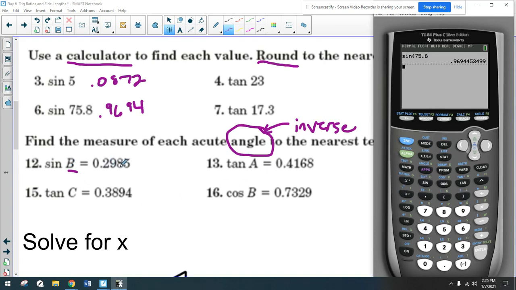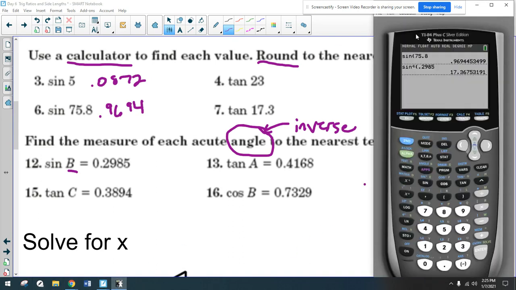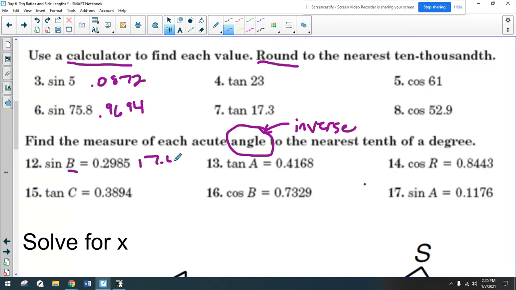So if I'm looking for the sine of b of this, I'm going to use the inverse of sine. So I'm going to use the blue one. It's going to pop up with that little -1. The other one didn't have that. And I got to put all those decimals in. You can't leave any out. So if I put all those in and hit enter, we're going to get the degree. Now this one says the nearest tenth of a degree. So tenth is the first decimal. So I'm going to have 17.4 degrees for that one. Okay, so if you're looking for the angle, make sure you use the negative, the blue one.